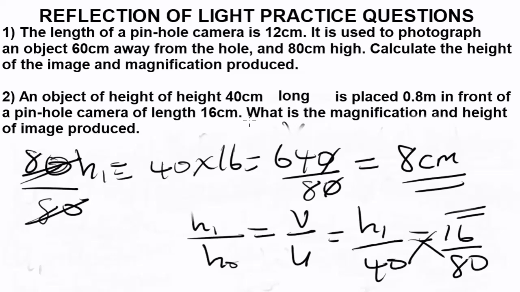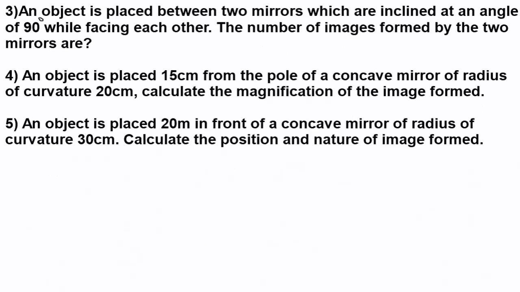of an image. Okay, so let's wipe this now and look at further problems on reflection of light questions. Okay, so let's wipe everything. Okay guys, so this is question 3 of these problems we are solving. So question 3 says an object is placed between two mirrors. We have entered mirror questions now, which are inclined at an angle of 90 degrees while facing each other.